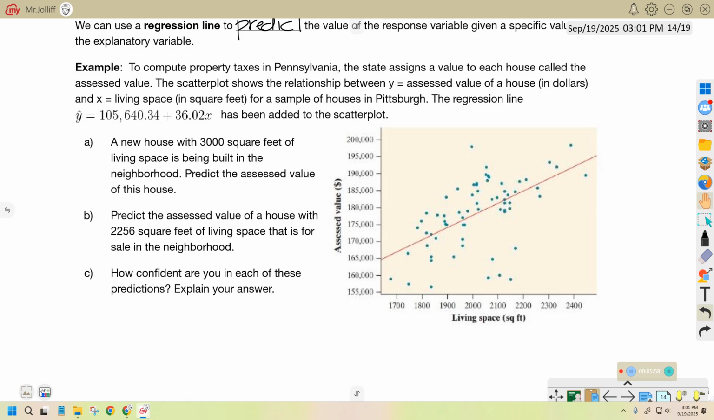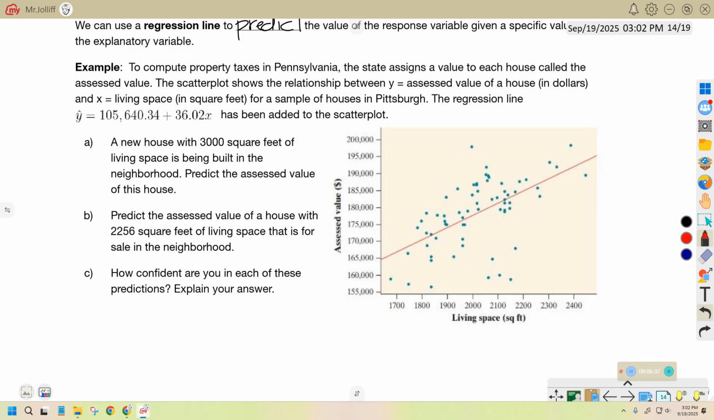Very good. Thank you, Yari. That's perfect. So we have a graph, living space versus assessed price, and the line is our predictive model. That's our regression line, and the dots are the raw data that we collected from that sample of houses. And the first question says, a new house with 3,000 square feet of living space is being built in the neighborhood. Predict the assessed value of this house.